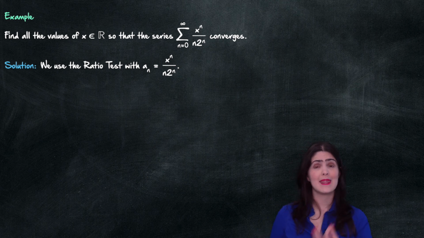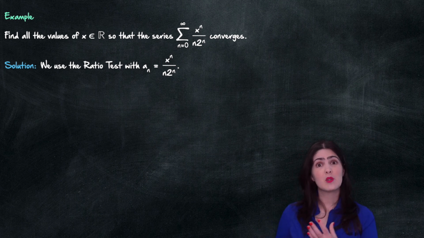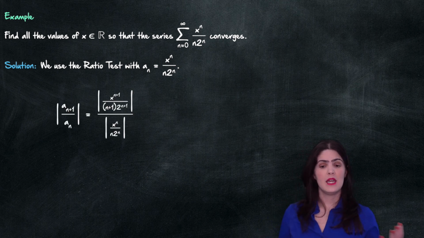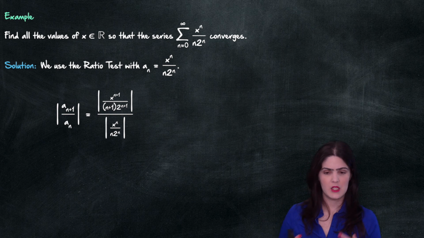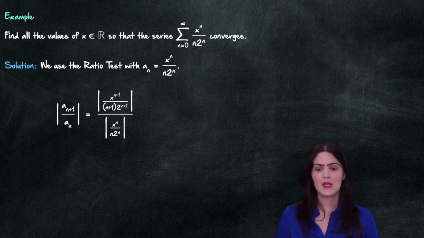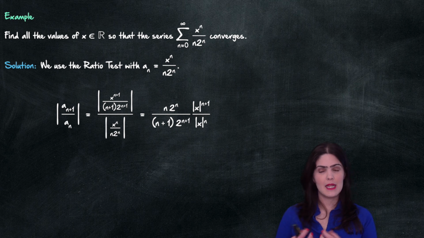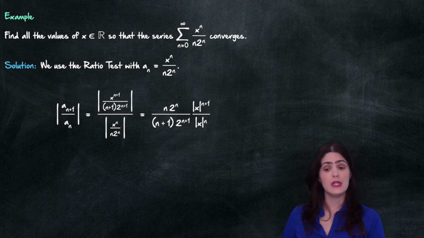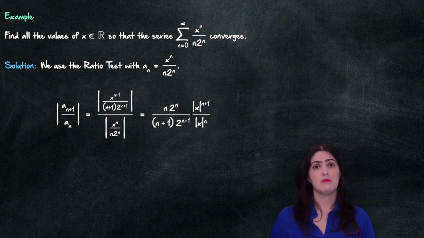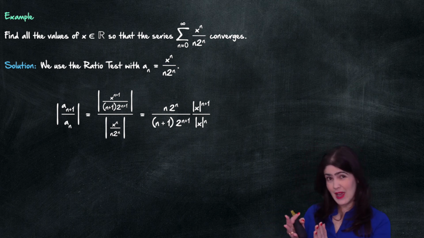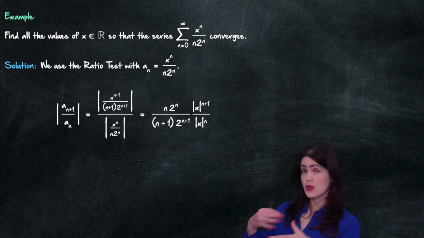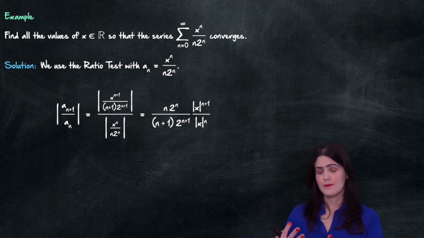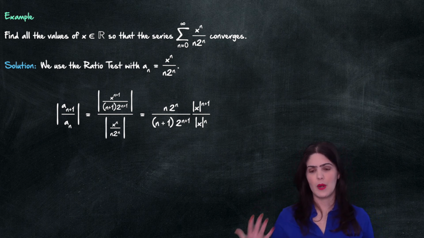So we have to look at the absolute value of a_(n+1) over a_n, and this is a big chunky expression. Just take a moment to look at it. After massaging it to make it a bit more manageable, we end up with n times 2 to the n over (n plus 1) times 2 to the n plus 1, and then the ratio of the absolute value of x to the n plus 1 over the absolute value of x to the n.